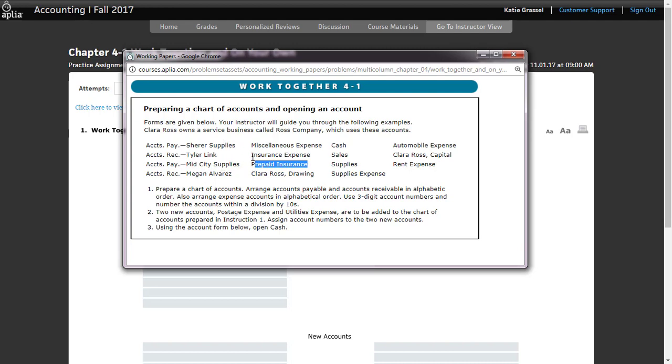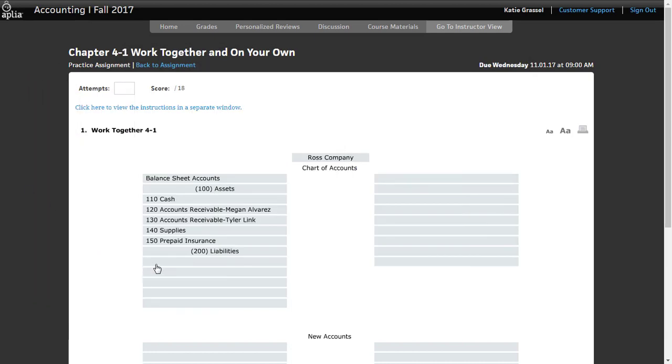Who goes first? Because it's a name of a business, so we always alphabetize by the first word, okay? So my first account number is going to be 210, and that's going to be accounts payable Mid-City, and then I'm going to do 220, and that's going to be Shearer Supply. That's all my liabilities. What's my next classification?